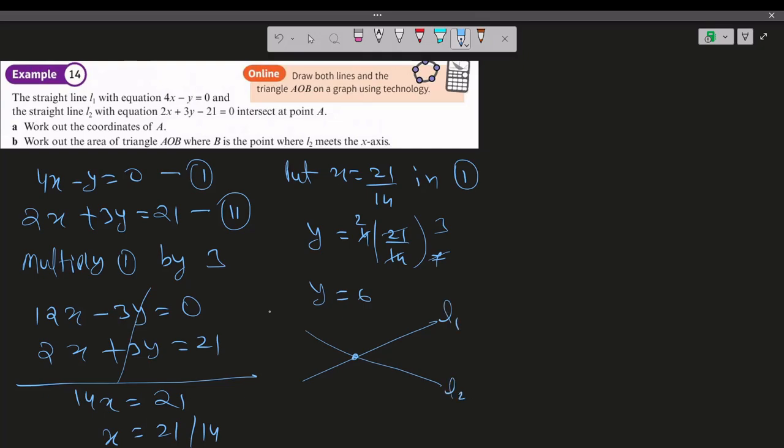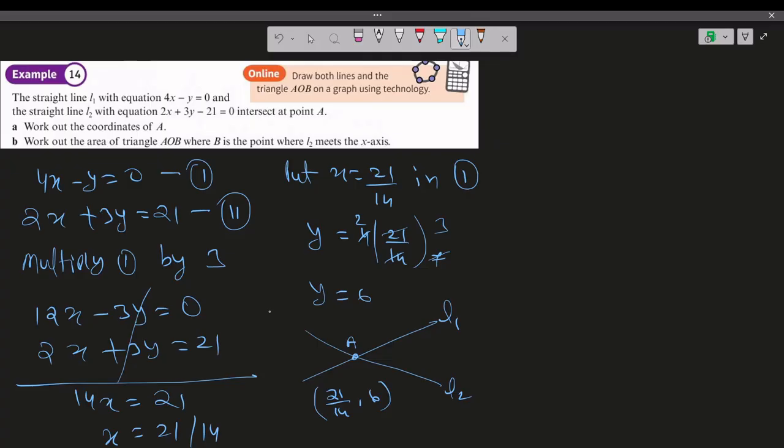This is L1, this is L2. And yes, the point of intersection is 21 by 14 comma 6. Let us call this point A, and this is 21 by 14 comma 6, the point of intersection. We know if we solve two equations, the solution x and y are the coordinates of the point of intersection. Okay, so part A is done, I think, till now. What about part B? For part B, work out the area of triangle AOB, where B is the point where L2 meets the x-axis.